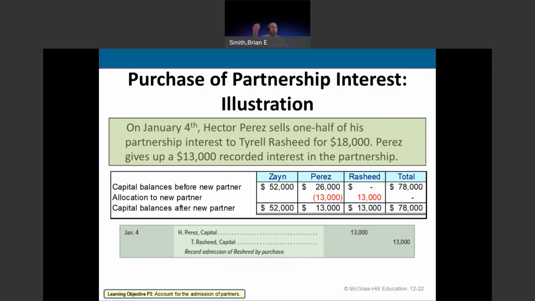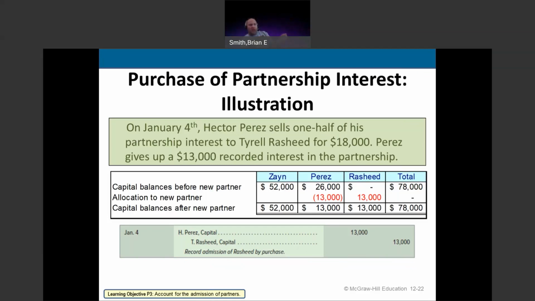So in this case, buying the partnership interest, we're going to debit the partner that's selling and credit the partner that's buying for the amount they purchased. Now remember, this says that about 1/2 of Perez's partnership interest for 18,000. So Perez is going to give half. He has 26,000, so he's giving up half. He's giving 13,000 to Rashid.